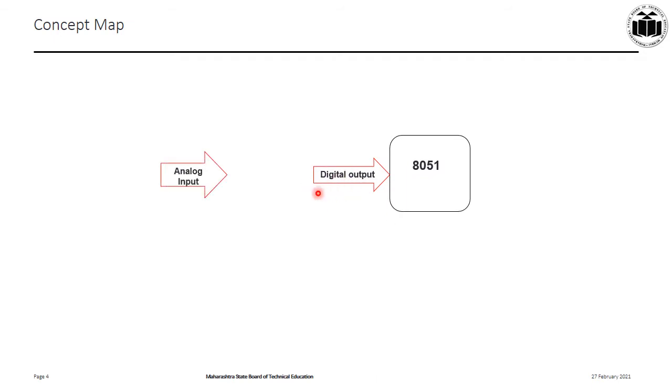Now let's see the concept map for this presentation. 8051 can only process digital data, but real life has analog inputs, so we need an analog to digital converter.